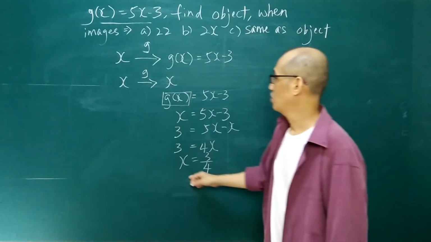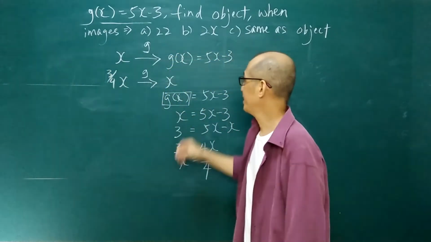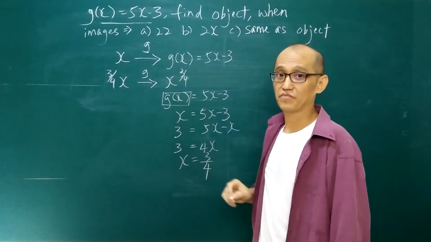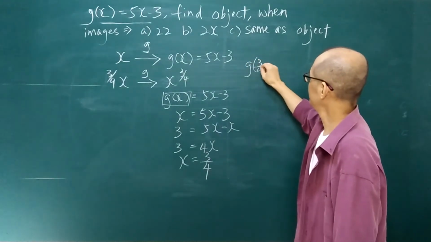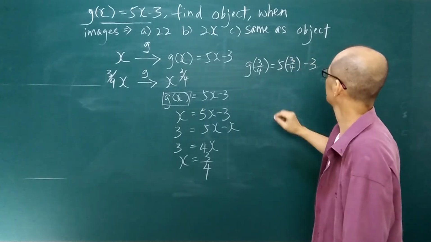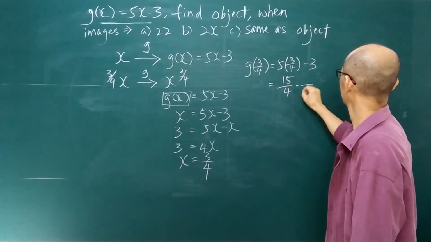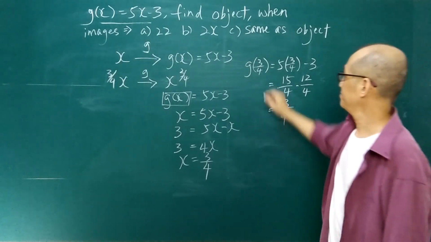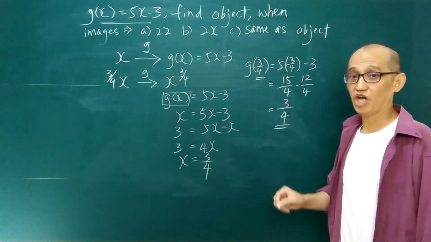So what it means is that when x is 3 over 4, you're going to get 3 over 4 as the image. Let's see whether this is true. If we put 3/4 here, so see that the image here is the same as the object.